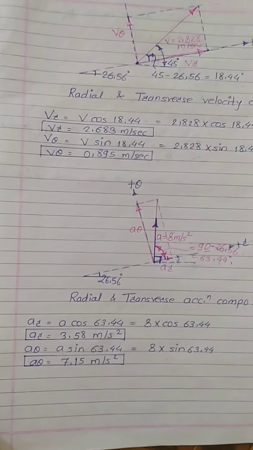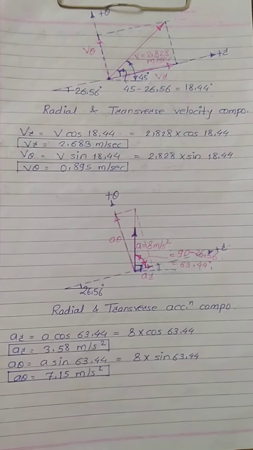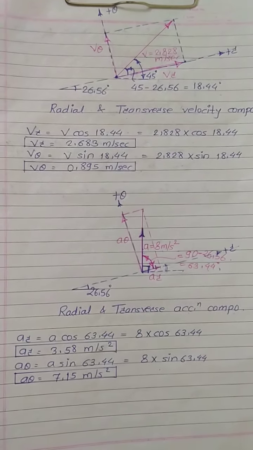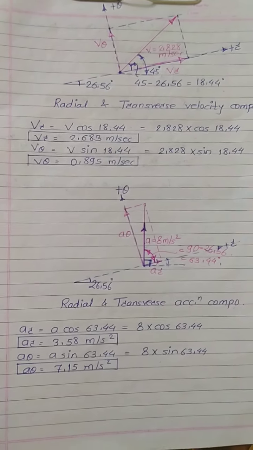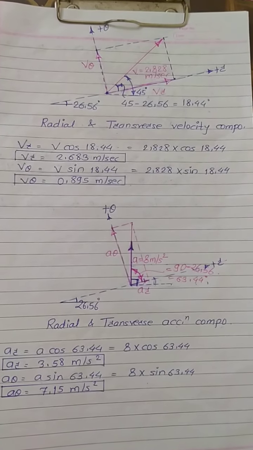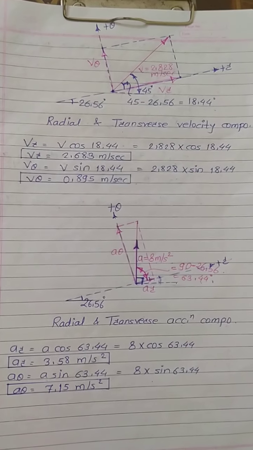So in this way we can find the components of velocity and acceleration in the r theta system when the position of the particle is given in the xy system.